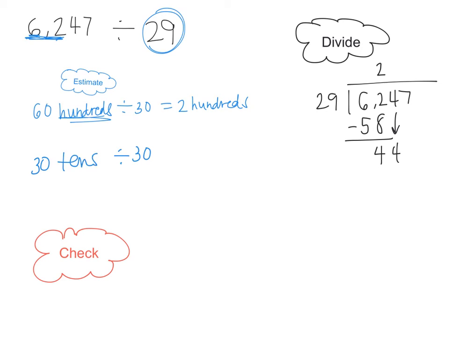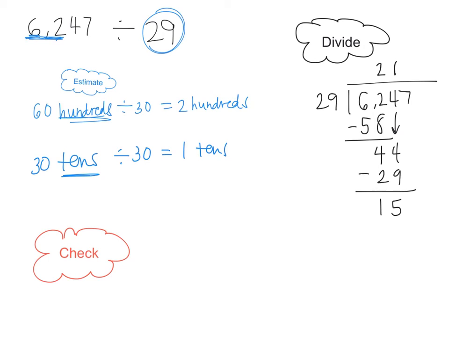Okay, so write that down under your estimate column. 30 tens divided by 30. 30 divided by 30 is 1, and I'm working in the tens, so it should be 1 ten. So what number should I put when I'm dividing in the tens place? A 1. Okay, 1 times 29 is 29. So what do I have left over? 15. 15 tens.